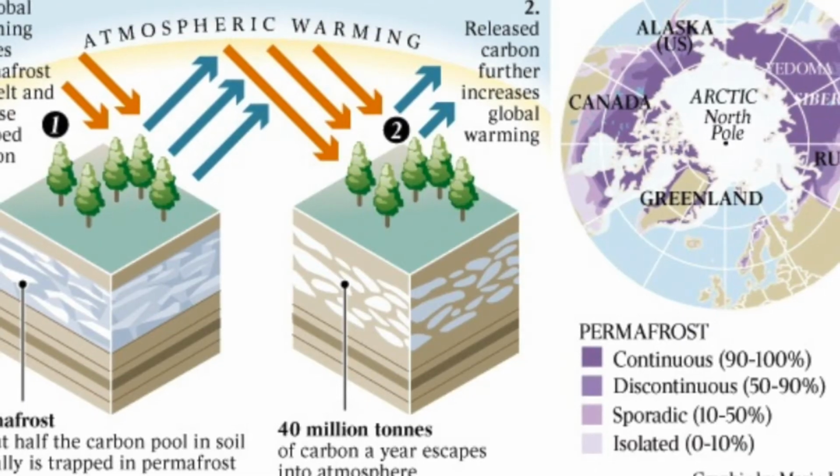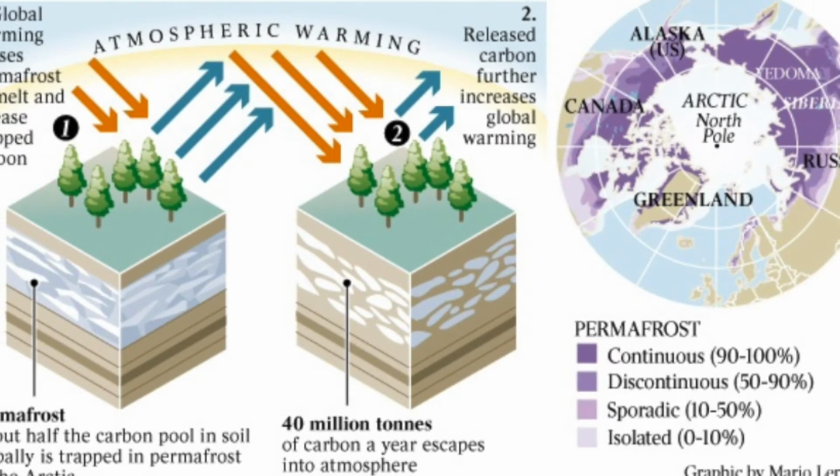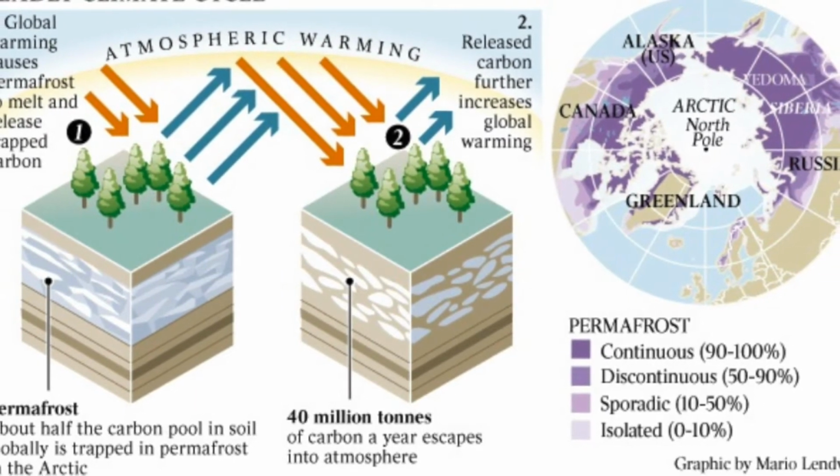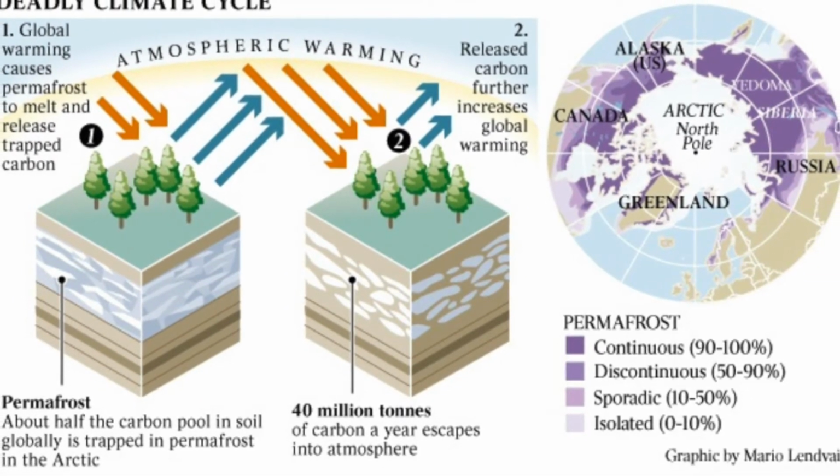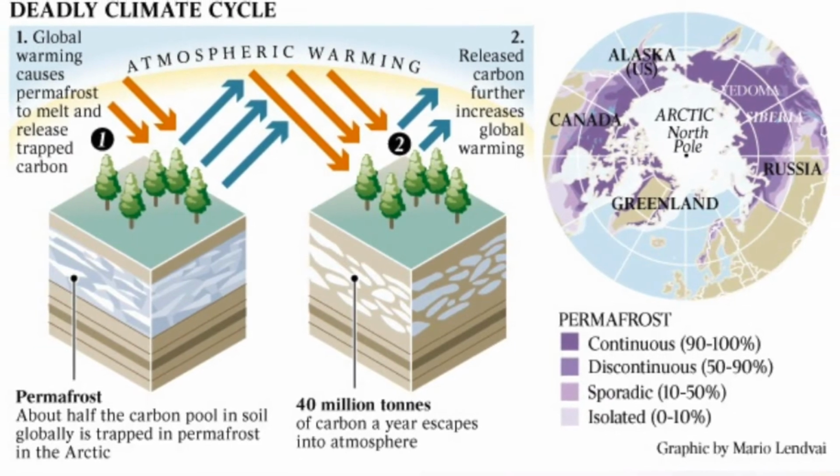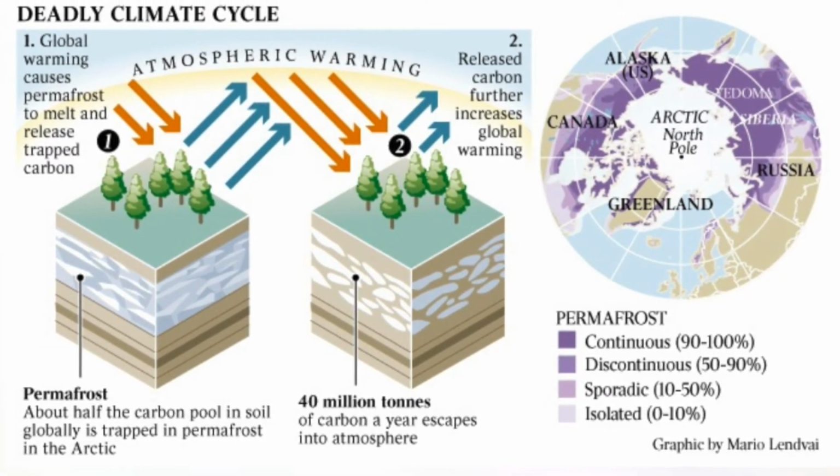As seen in this photo, the carbon cycle has an effect on global warming in the tundra. Global warming causes permafrost to melt and release trapped carbon. The carbon that is released further increases global warming.